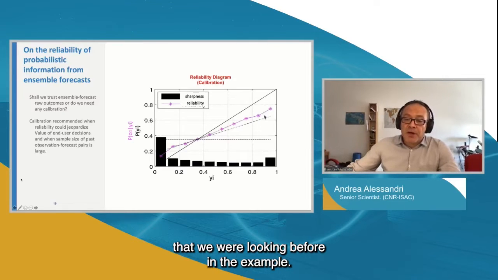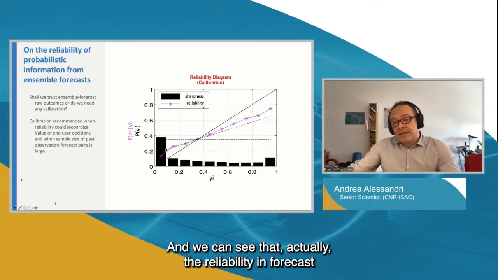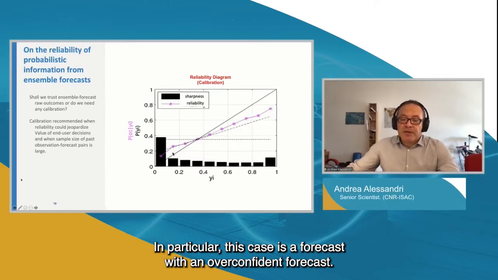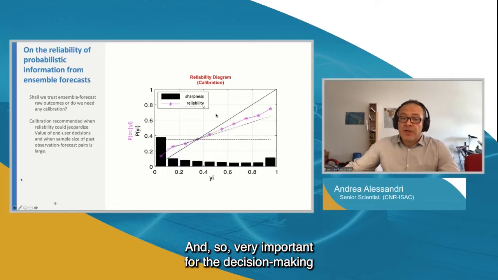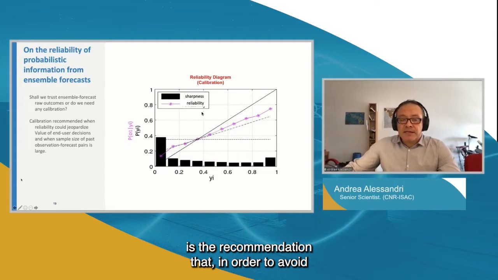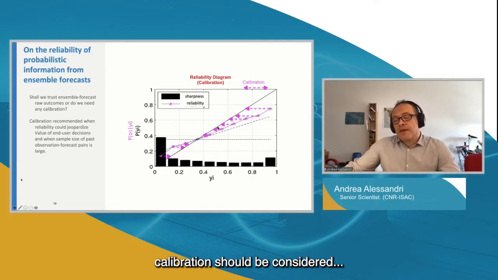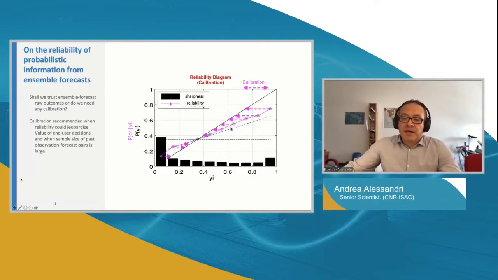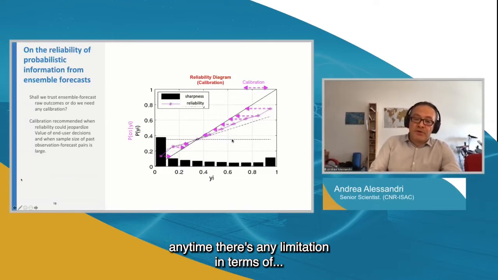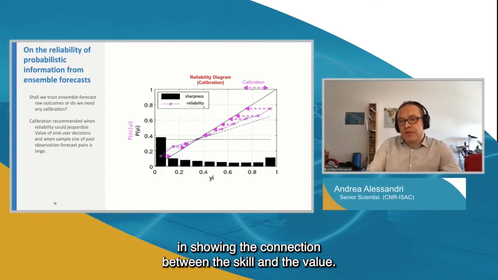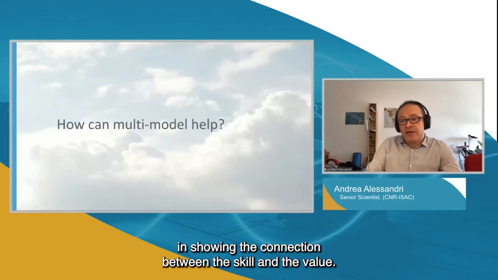This is a reliability diagram we were looking at before, and in the example we can see that the reliability of the forecast is often not perfect and quite weak. In particular, this case is an overconfident forecast. So very important for decision making is the recommendation that, in order to avoid jeopardizing the value of end-user decisions, calibration should be considered anytime there is any limitation in terms of reliability. This is a very important point in showing the connection between skill and value.